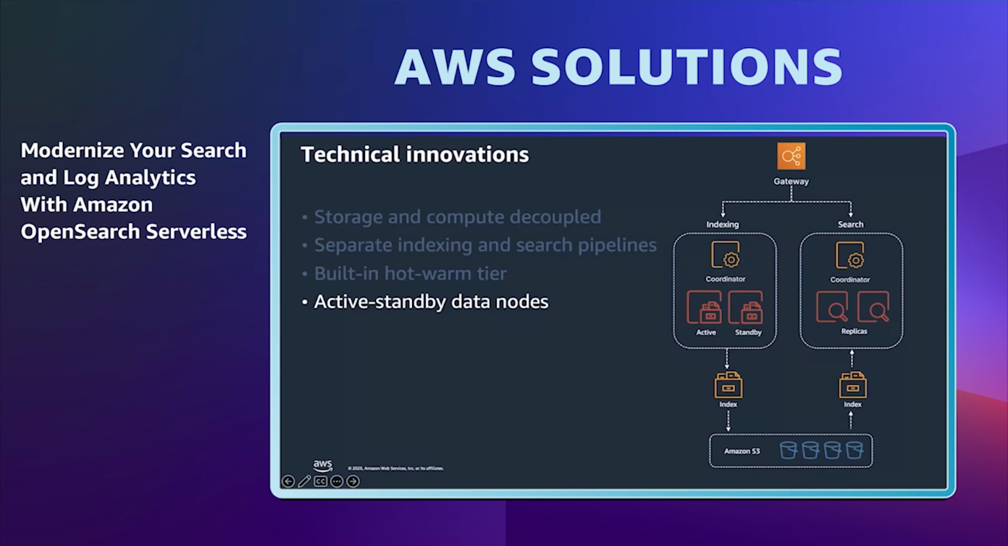This is the reason why we have a minimum of 4 OCUs, because we need 2 on the indexing side and 2 on the search side, so that even if one AZ goes down, your workload is not impacted. You would still be able to send the indexing traffic as well as the search traffic.